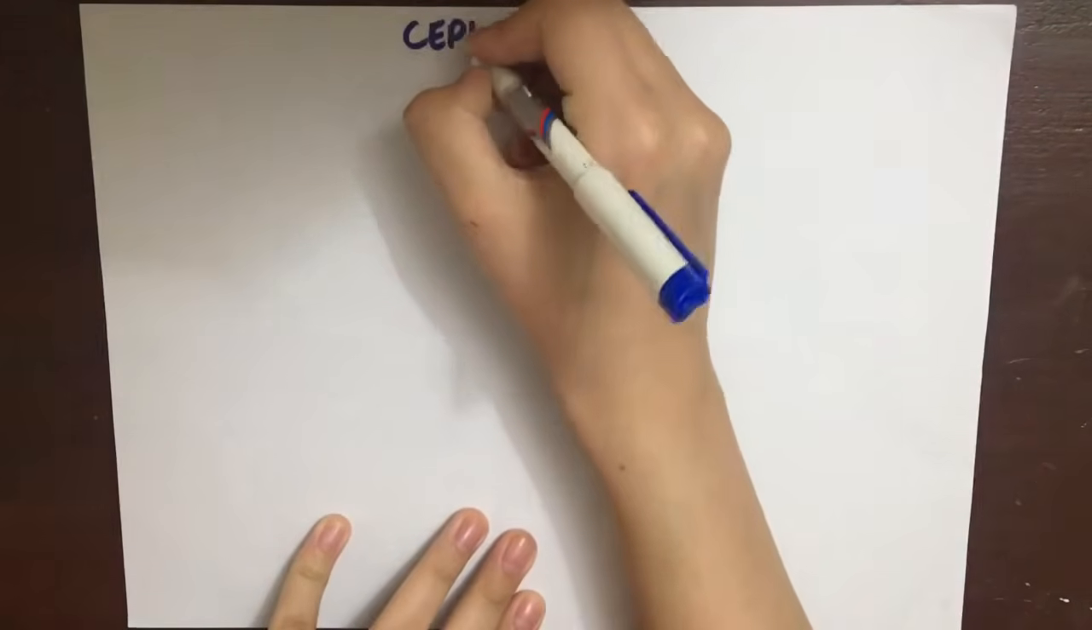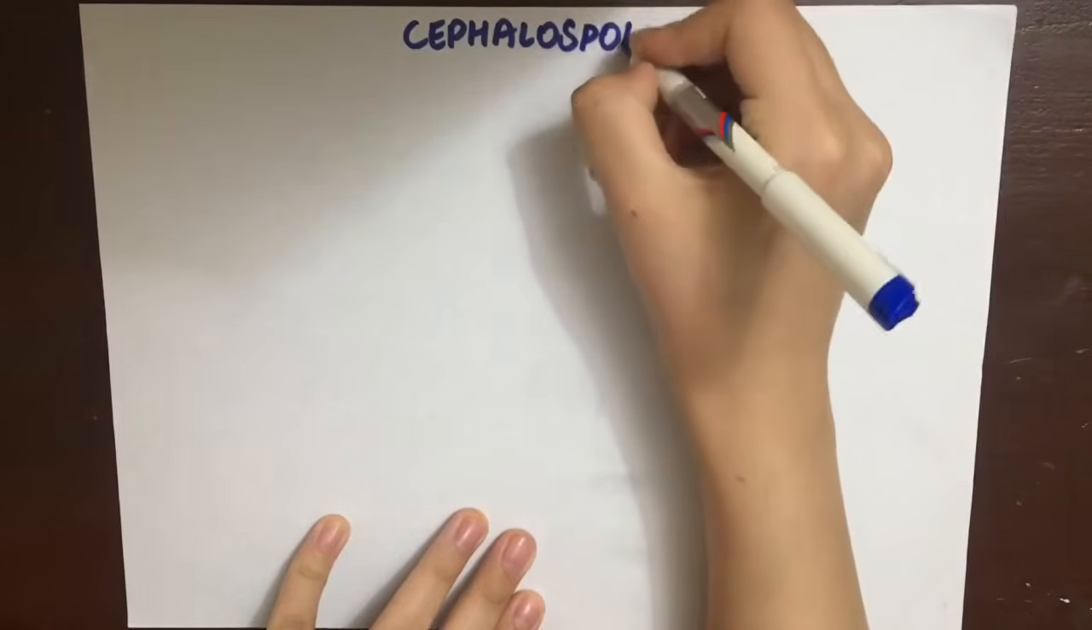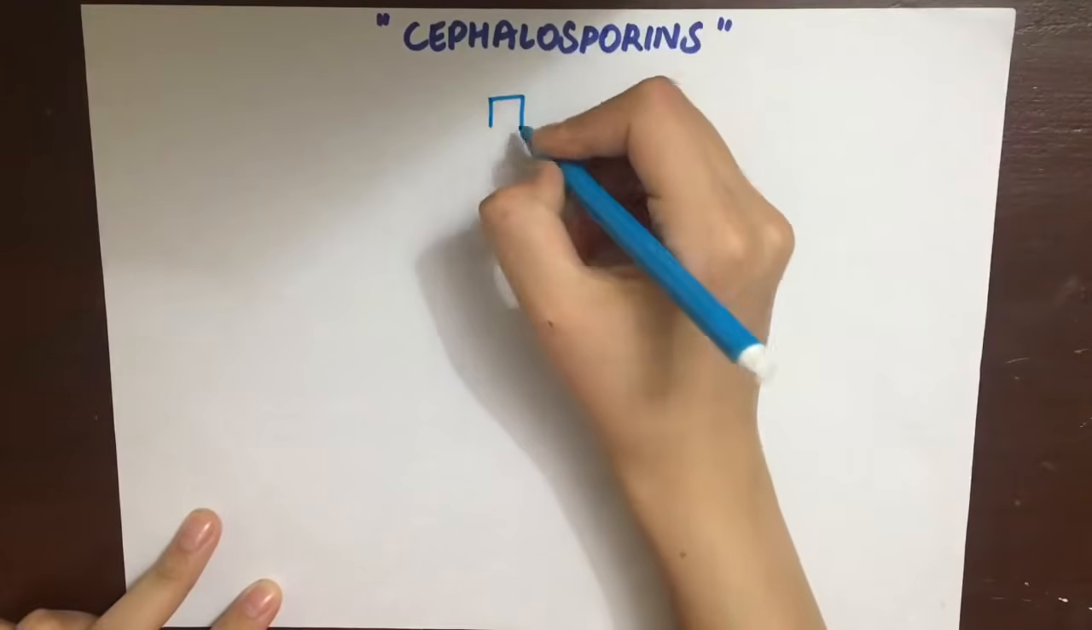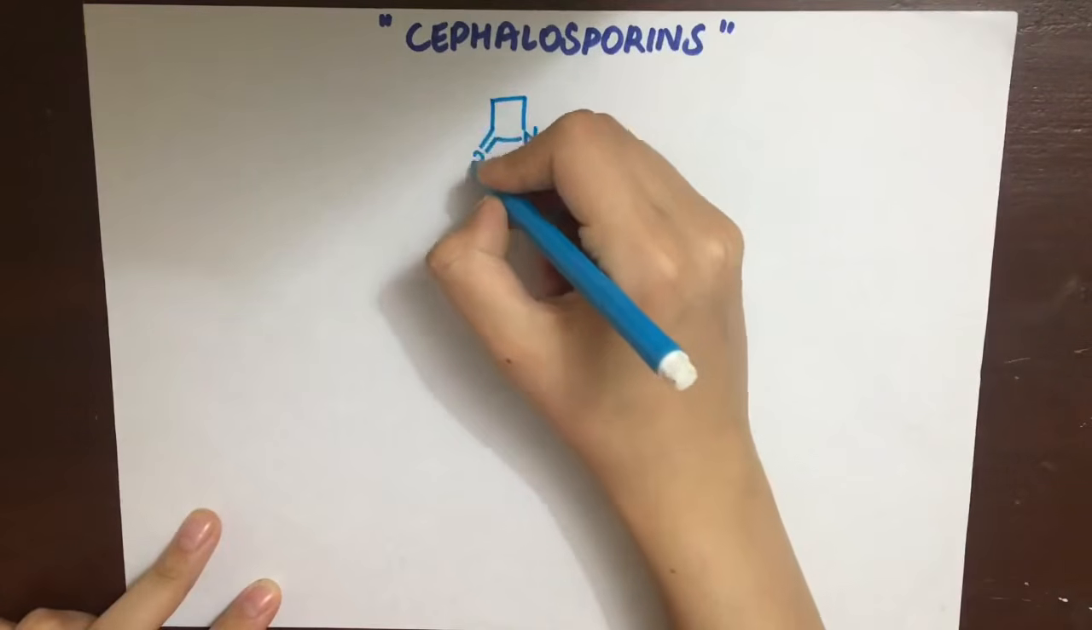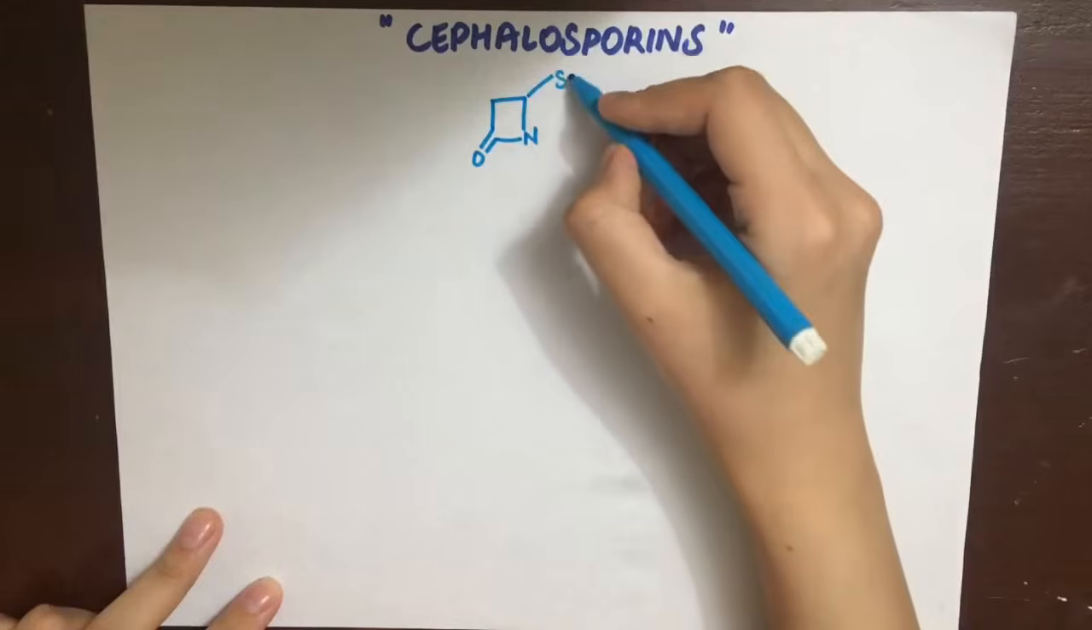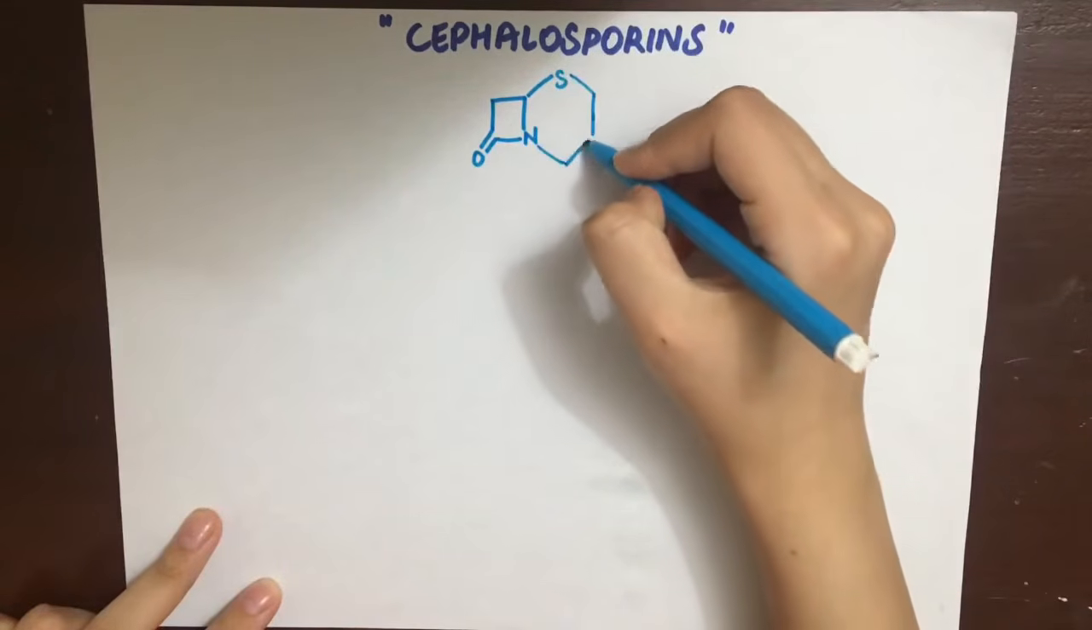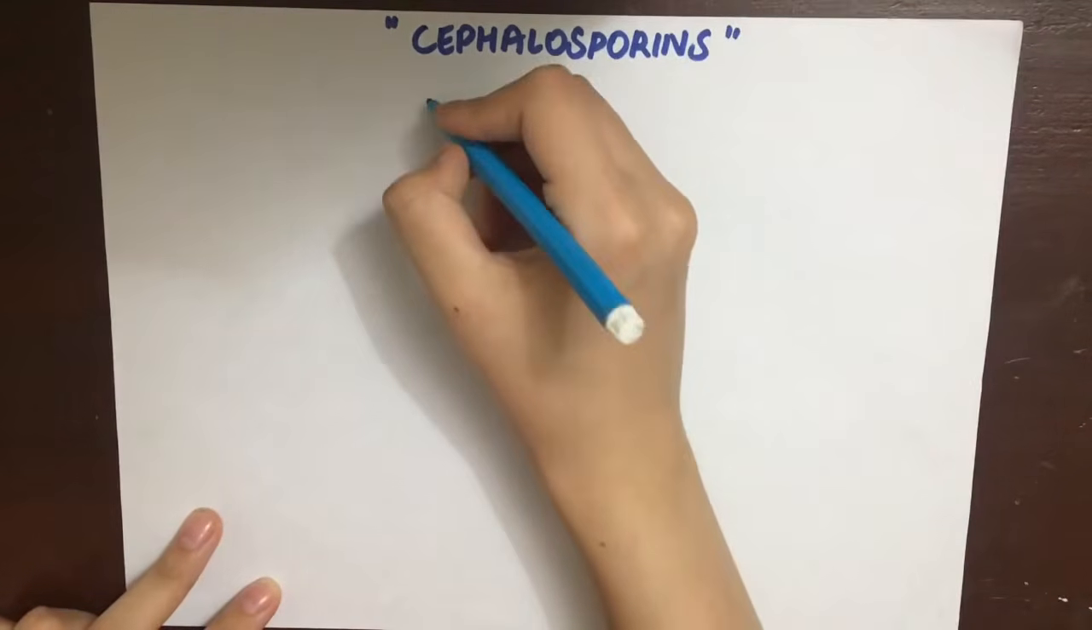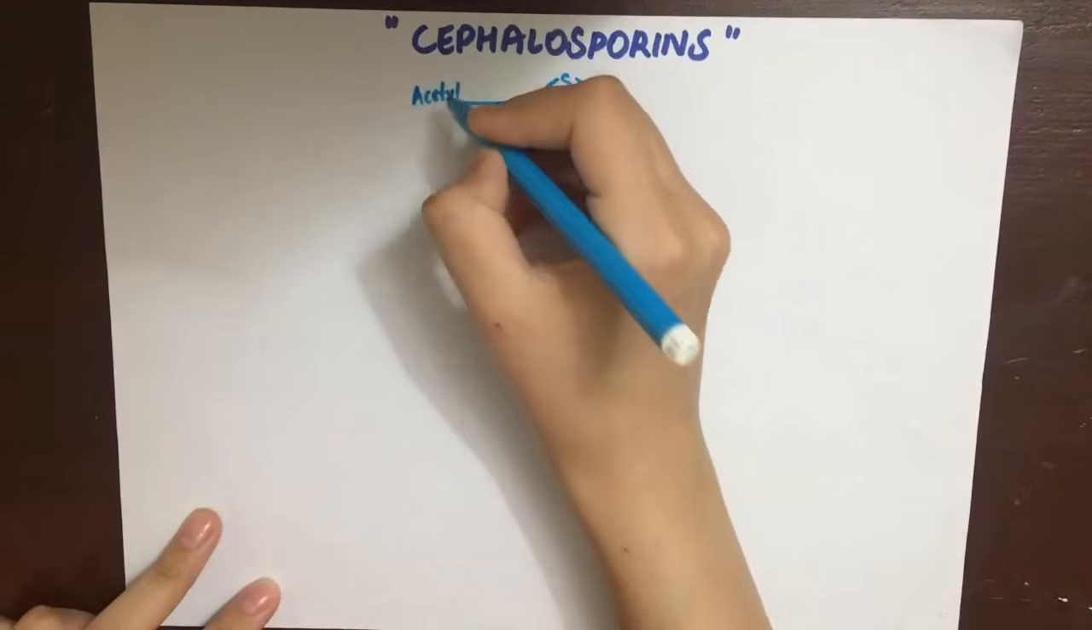Cephalosporins are another type of beta-lactam antibiotics. Their structure also contains the beta-lactam ring that we saw in penicillins, and along with that, we have a dihydrothiazine ring and an acyl side chain.